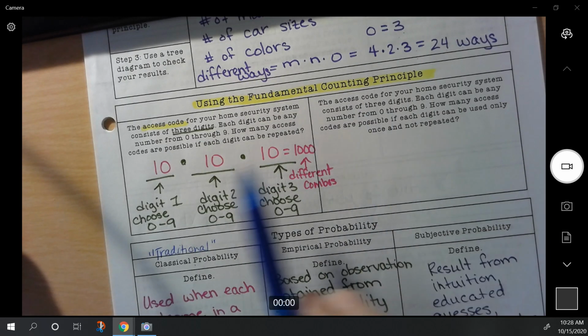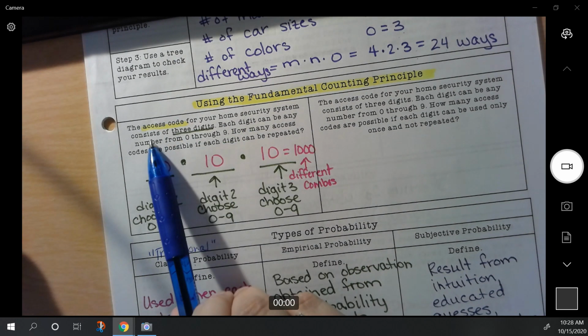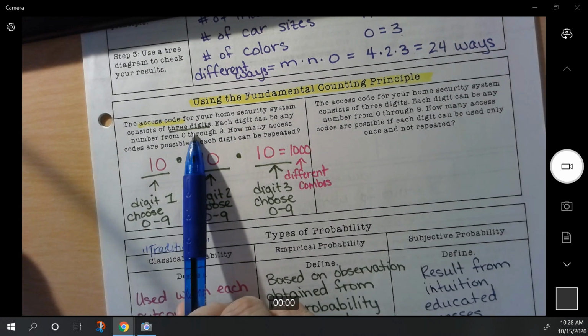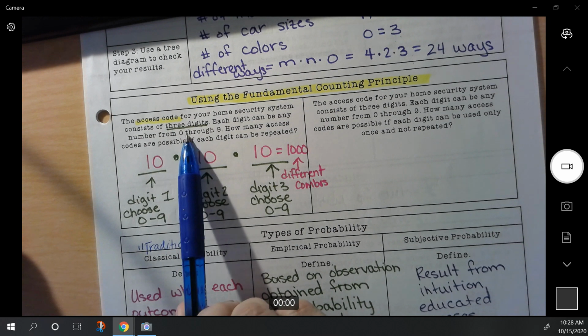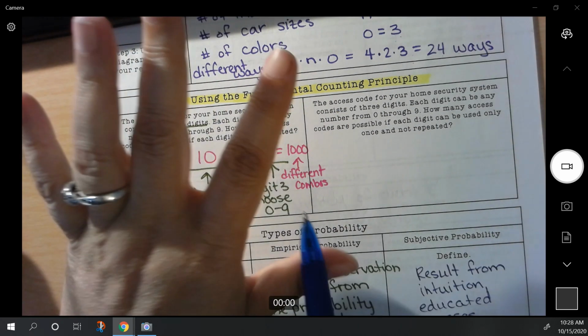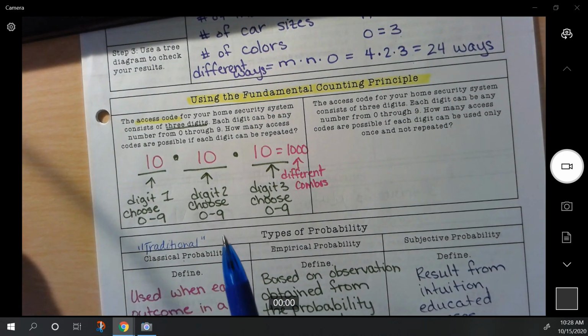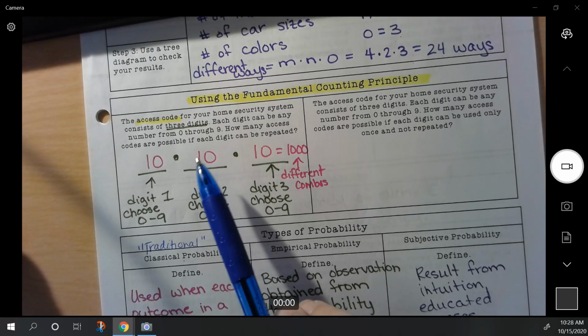Fundamental counting principle. So let's do another example. The access code of your home security consists of 3 digits. Each digit has the numbers between 0 and 9. So there's actually 10 digits. So counting 0, 1, 2, 3, 4, 5, 6, 7, 8, 9. That's 10 digits. How many different combinations?